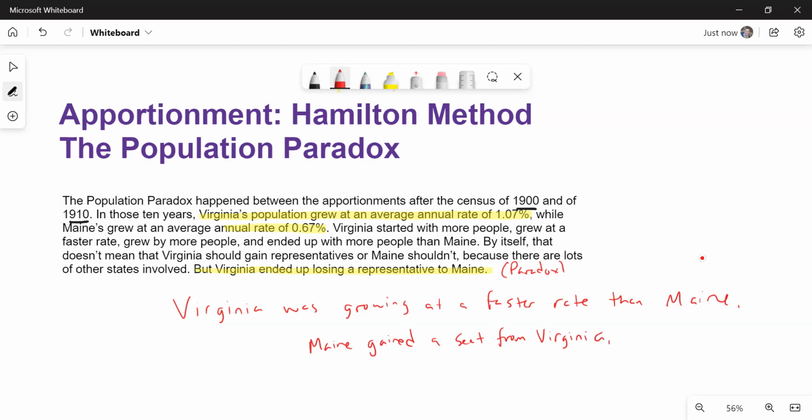And so this is the last population paradox. In this particular paradox, I'm not going to provide a numerical example, but just rather to highlight that population paradox comes from when the population changes at a certain rate, but the one that has a higher rate ends up losing the seat to the one with a lower rate. So be on the lookout for this in the homework as well.